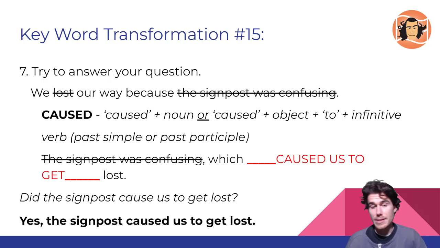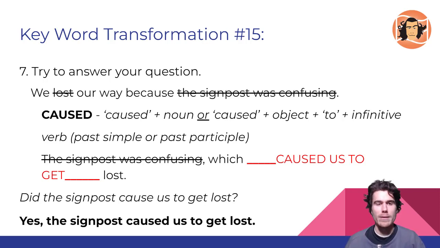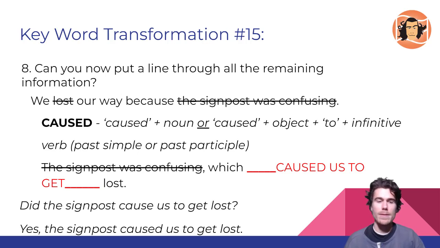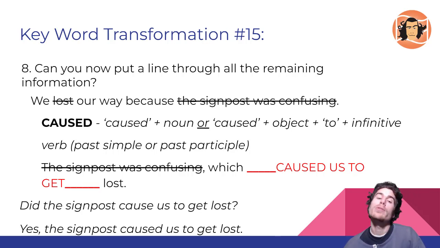And we can see here that in my answer to this question, I am using the same words that I've put in the gap, caused us to get. And that's making me feel good about my answer. But I want to clarify my answer and make sure it is correct. So let's move on to step number 8, which is to now try and put a line through all the remaining information in the example sentence if it's also got duplicate information in the sentence which I completed. So you should do the same. Press pause, put a line through duplicate information, and when you're ready, press play.